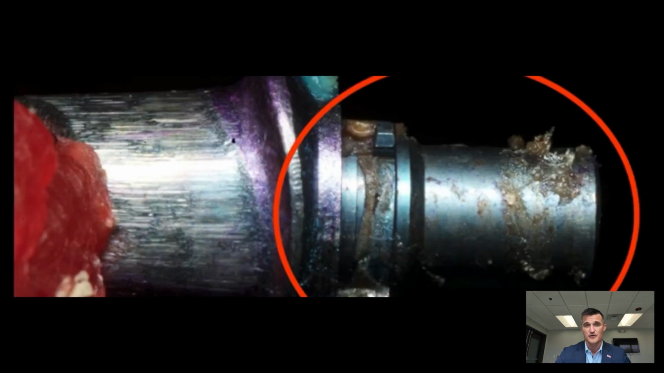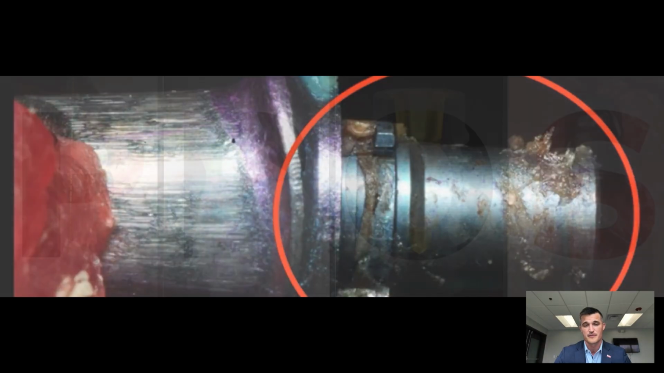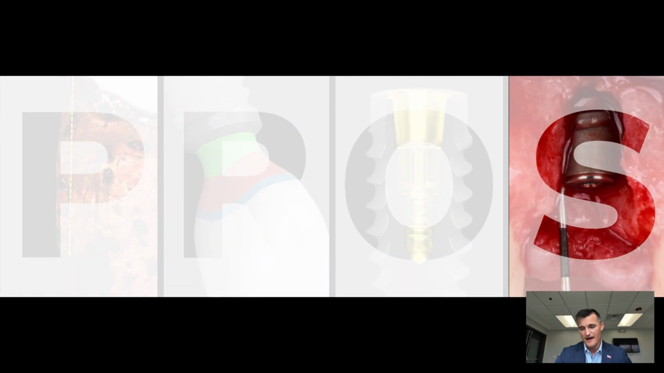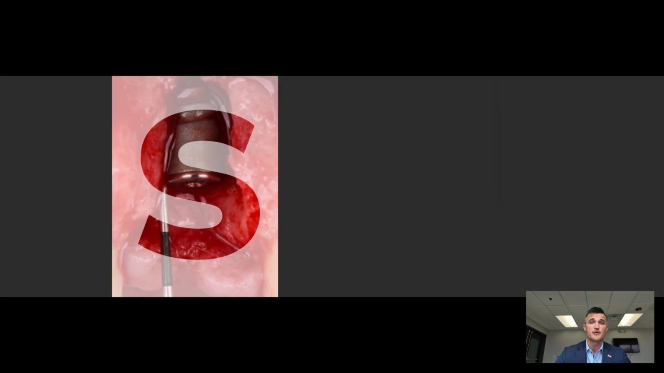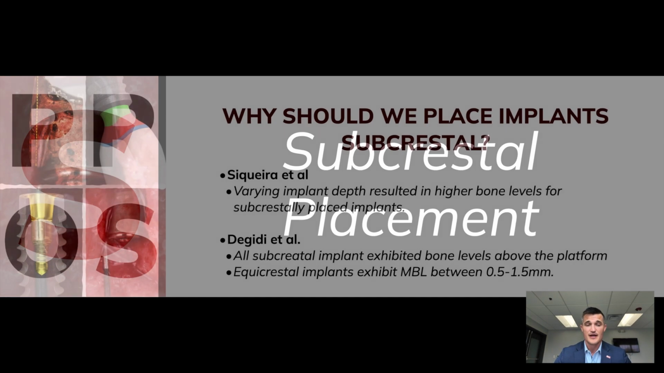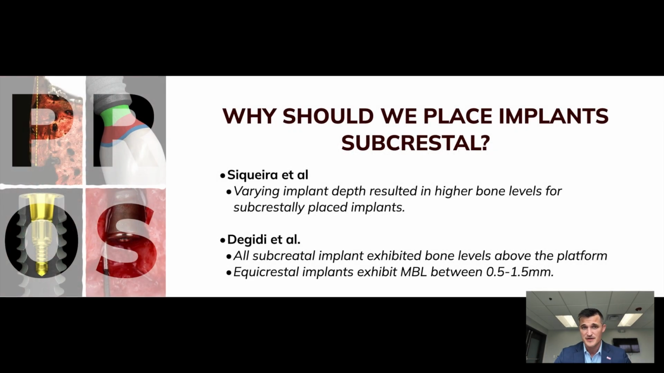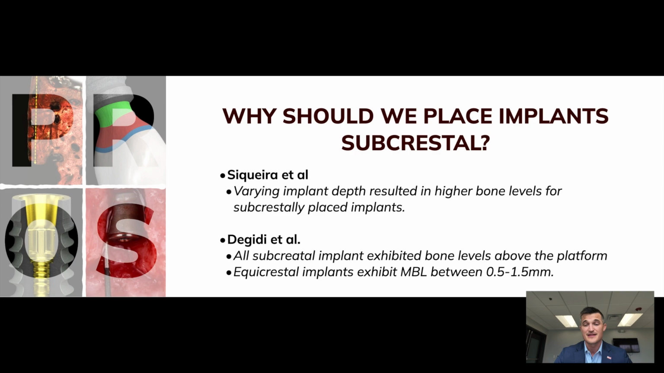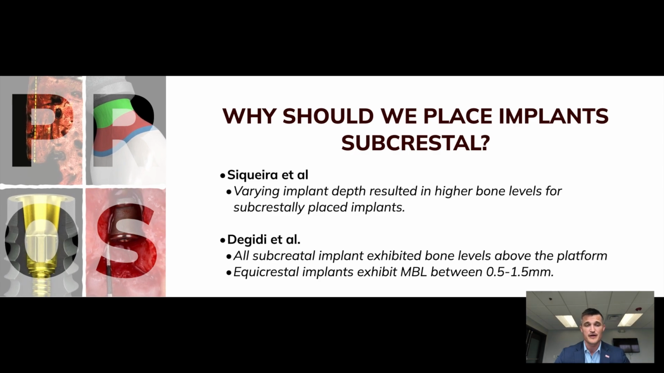That doesn't happen with conical connection implants because that seal is maintained throughout the life of the implant and the abutment connection. So moving from O to S, our final letter here on the PROS concepts is subcrestal placement. Subcrestal placement has been shown, especially with platform switched implants and especially with platform switched conical connection implants, to be the ideal placement level for our implant platforms.